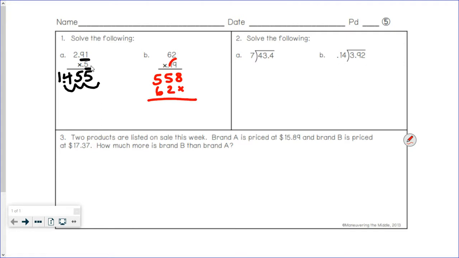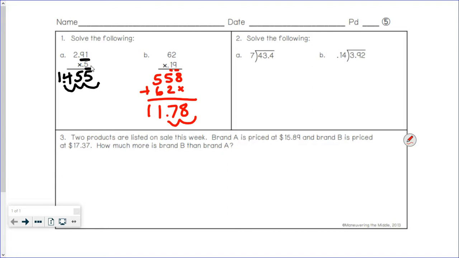Then I'm going to add those together. 8 plus 0 is 8. 5 plus 2 is 7. 6 plus 5 is 11. I only have 2 spots after the decimal point here to the right, so I just have to bring that decimal over 2, and my answer is 11 and 78 hundredths.